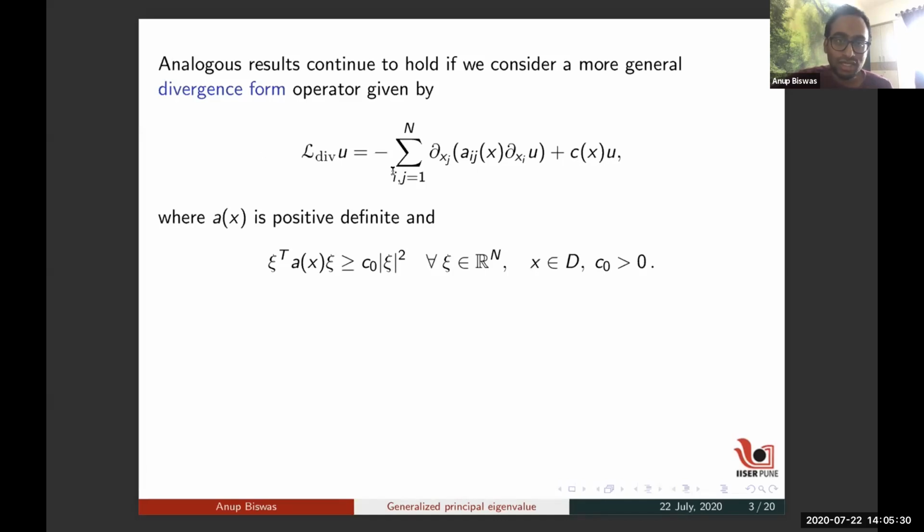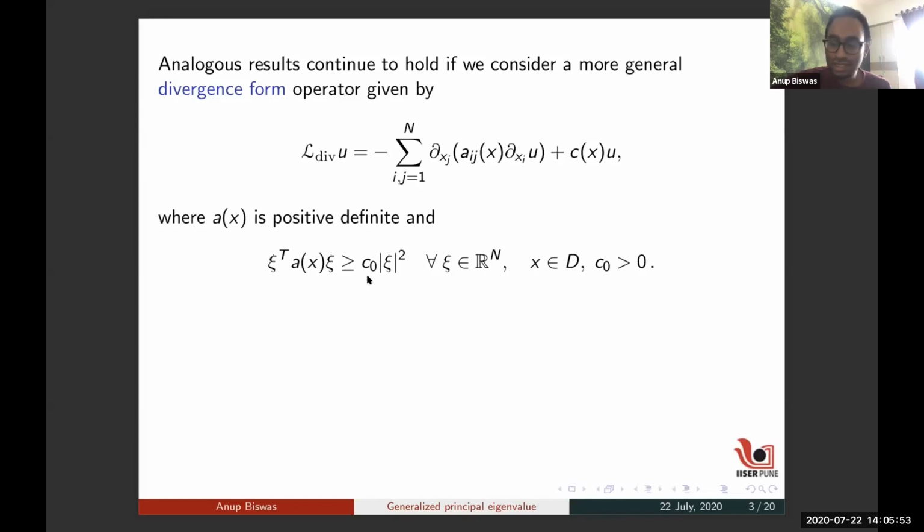So this is the structure of the divergence operator, and this is the assumption I'm going to impose, called the non-degeneracy assumption: the matrix A_ij is positive definite and its eigenvalue is never zero. In fact, it is uniformly bounded from below. So C0 is the lower bound of the smallest eigenvalue, as you can see.